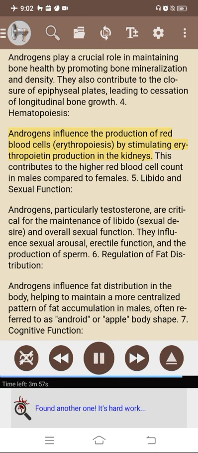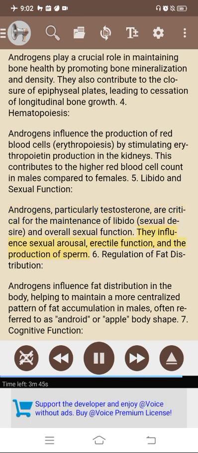Androgens influence the production of red blood cells, erythropoiesis, by stimulating erythropoietin production in the kidneys. This contributes to the higher red blood cell count in males compared to females. 5. Libido and sexual function. Androgens, particularly testosterone, are critical for the maintenance of libido, sexual desire, and overall sexual function. They influence sexual arousal, erectile function, and the production of sperm.